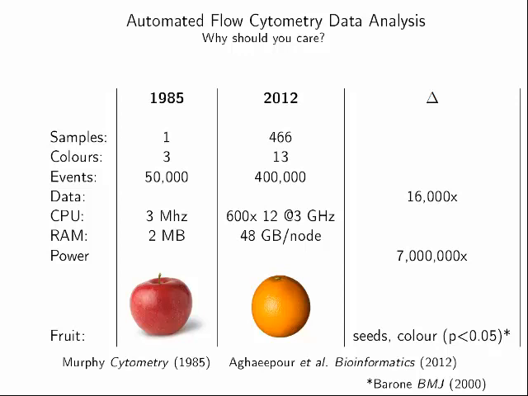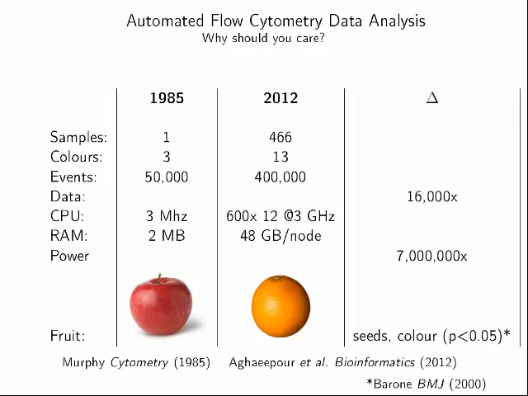So why should you care? As you all know, probably, flow cytometry has gotten more complex. The first paper published using flow cytometry data analysis tools in an automated fashion was back in 1985 by Bob Murphy. He was really excited because he had one sample of three colors and collected 50,000 events, and he used a k-means method to analyze that data. Kind of simple in this approach and kind of simple in the data. We published a paper last year analyzing some data from Mario Roederer's lab that had 466 samples, 13 colors, collecting 400,000 events. So a huge amount of data has been added over the last several years.